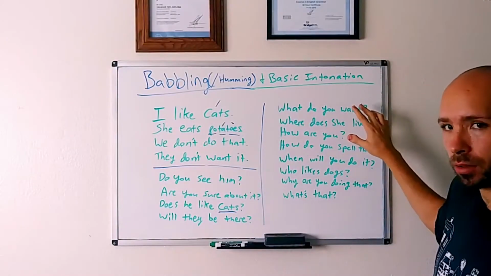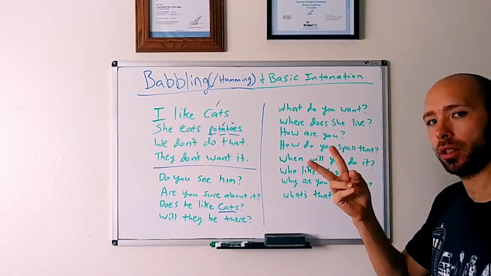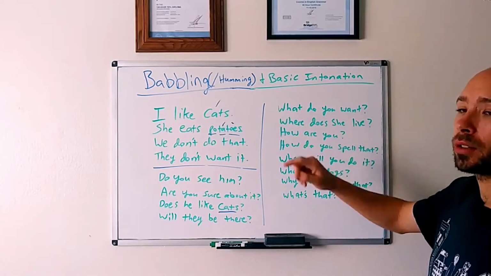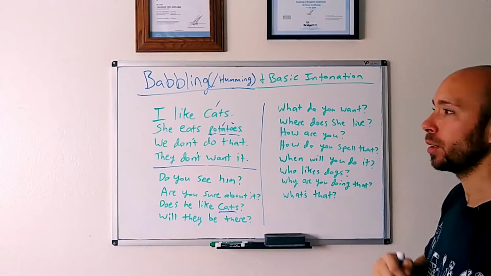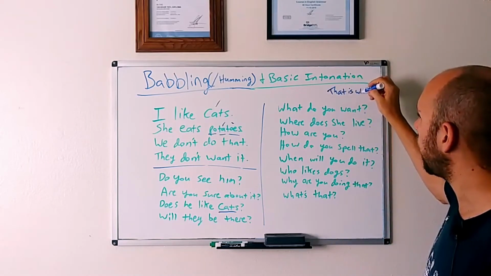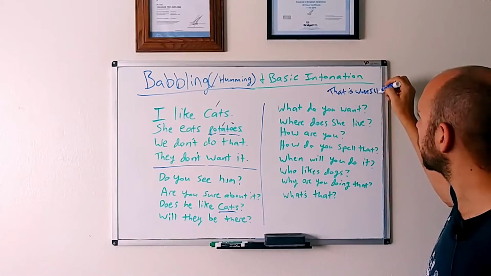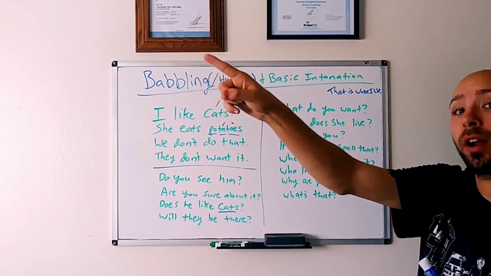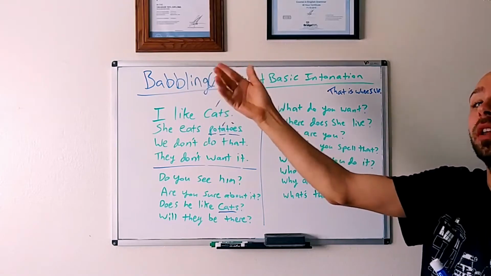Now for WH questions. There's two tricks that you want to remember about WH questions. Now these WH words can also be used in statements. For example, if I say, that is where I live. That's a statement. So I point to my house. I say, that is where I live. That is the place where I live.